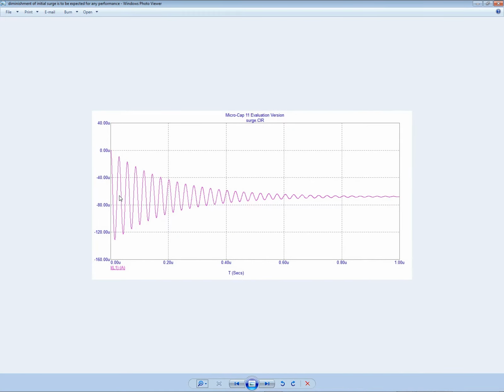If we zoom in, well, this is actually zooming out. No. Right. So this is zooming in, and what happens is you get this surge, and then it dies out, and it's a nice clean sine wave, and everything is hunky-dory.